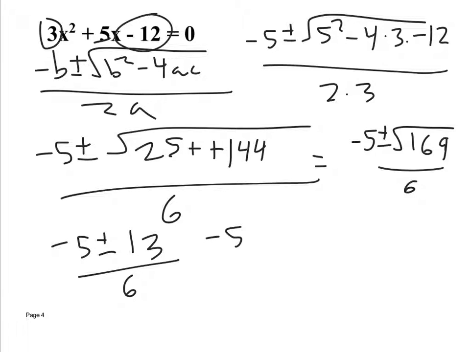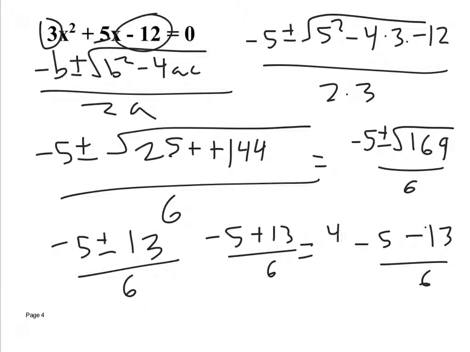So I do negative 5 plus 13 over 6, and I do negative 5 minus 13 over 6. Negative 5 plus 13 is what? 8. 8 over 6 reduces to 4/3, and you can just leave it as an improper fraction. I'm not worried about it. Negative 5 minus 13 is negative 18. Negative 18 divided by 6 is negative 3. So there are your two answers, 4/3 and negative 3.